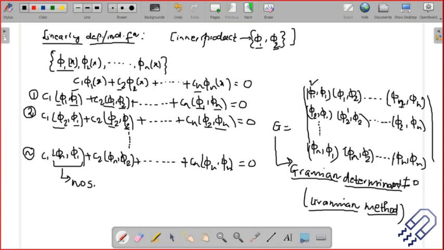Phi 1, phi 2, up to phi n. So you're going to get a square matrix here. So you get the nth row of inner products: phi n phi 1, phi n phi 2, up to phi n phi n. All these terms, the inner products, are going to be pure numbers.